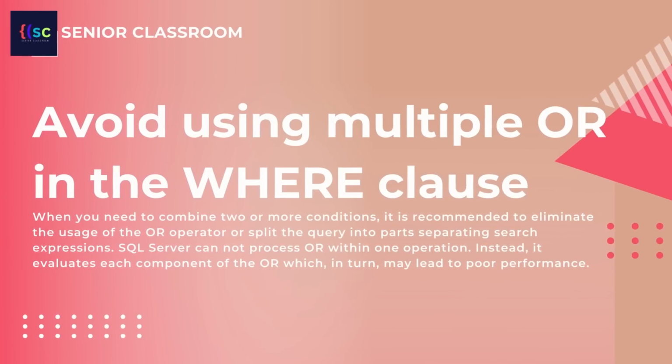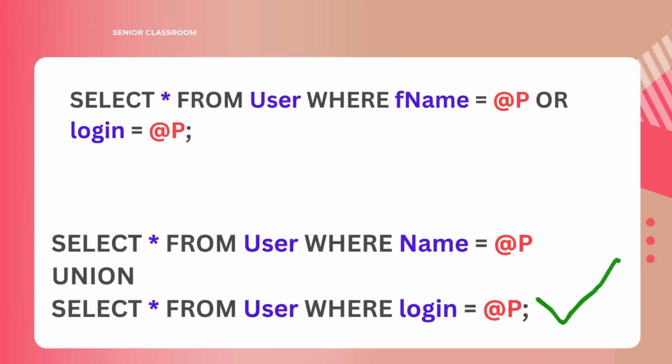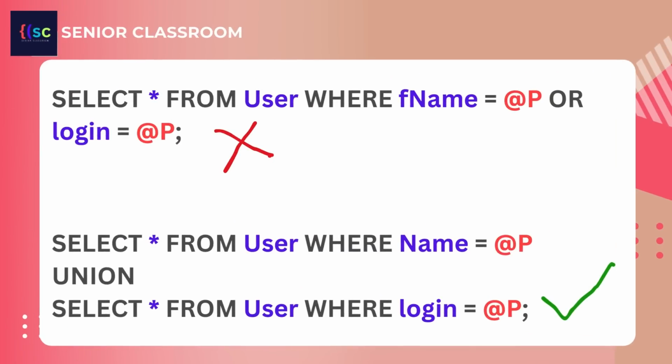Next technique is avoid using multiple OR in the WHERE clause. When you need to combine two or more conditions, it is recommended to eliminate the usage of the OR operator or split the query into parts separating search expressions. SQL Server cannot process OR within one operation. Instead, it evaluates each component of the OR, which in turn may lead to poor performance.